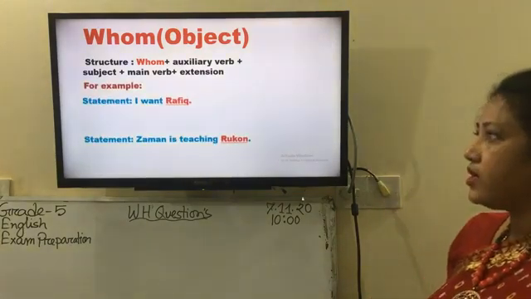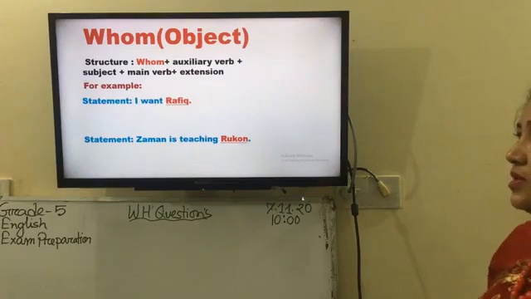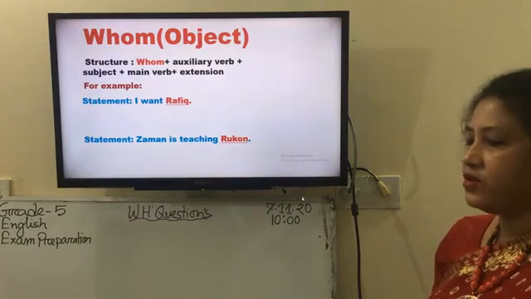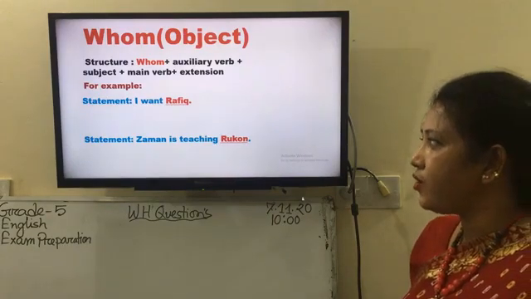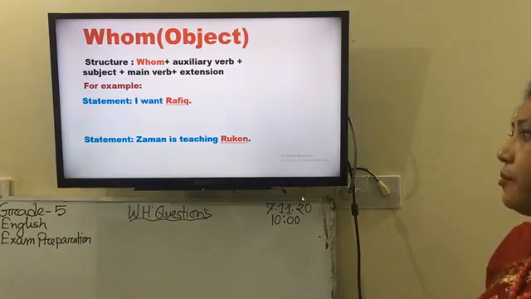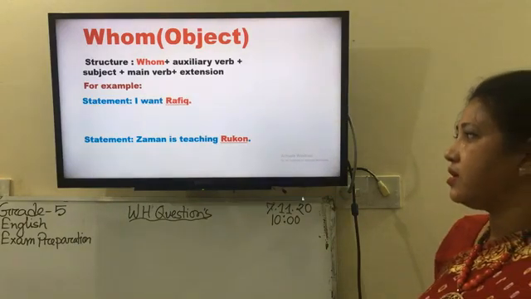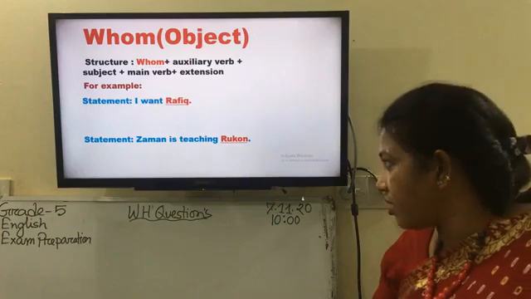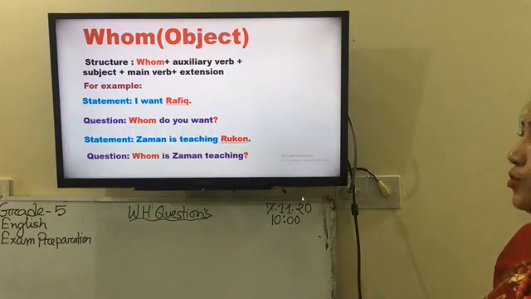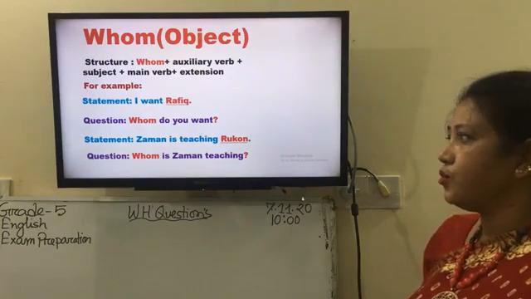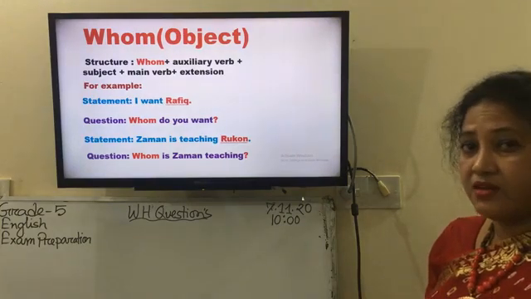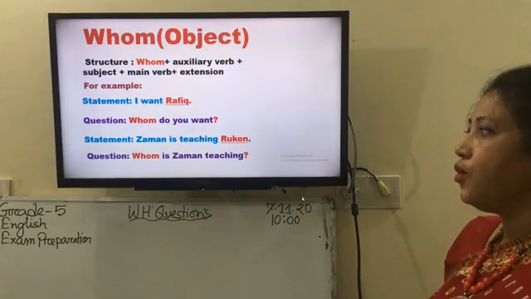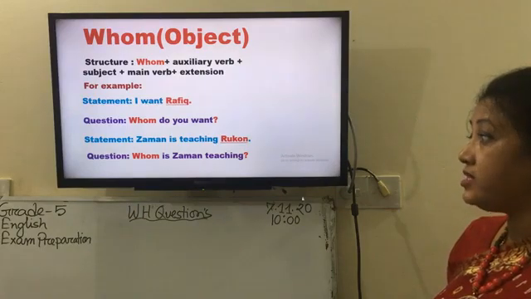Let's look at the example. These are two statements. I want Rafiq. The underlined word is Rafiq. Next one, Zaman is teaching Rukun. The underlined word is Rukun. First one is Rafiq, next one is Rukun. Let's have a look at the questions. Whom do you want? I want Rafiq. You can ask and answer. Is it right or wrong? Whom do you want? Whom is Zaman teaching?